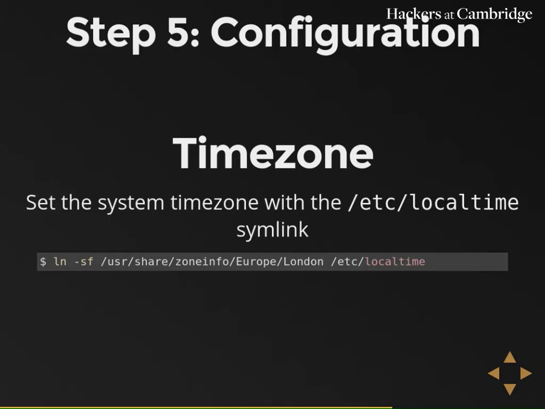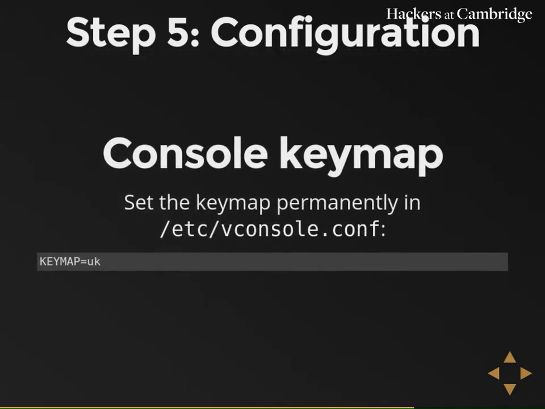Okay, cool, that's the time zone set. Next step, remember before we set the keyboard layout, we need to set it permanently. That was only for the current session. To set it permanently, we need to create a new file, /etc/vconsole.conf. And inside we put KEYMAP=uk, or us if you're using a US keyboard. vconsole stands for virtual console, if anybody's interested.